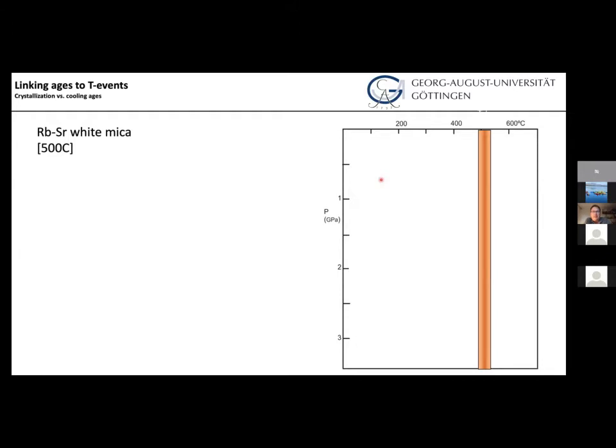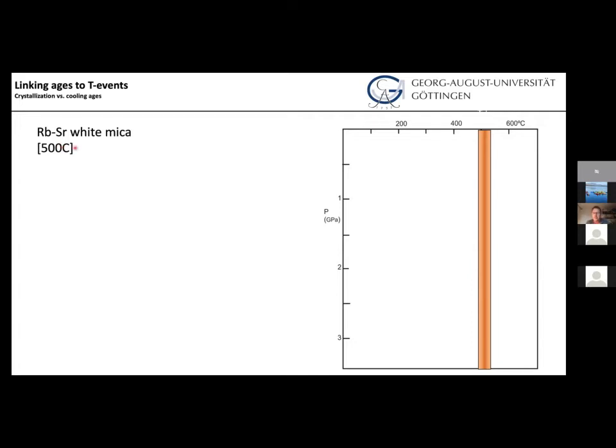But what's the classical approach for us to get time information for metamorphic systems? So one of the things is we can date minerals. And if we know the closure temperature of these minerals, we can actually make a statement at which point in time the mineral has been. So if we look at the closure temperature of white mica, for example, for the rubidium-strontium system, let's assume this is at 500 degrees C.